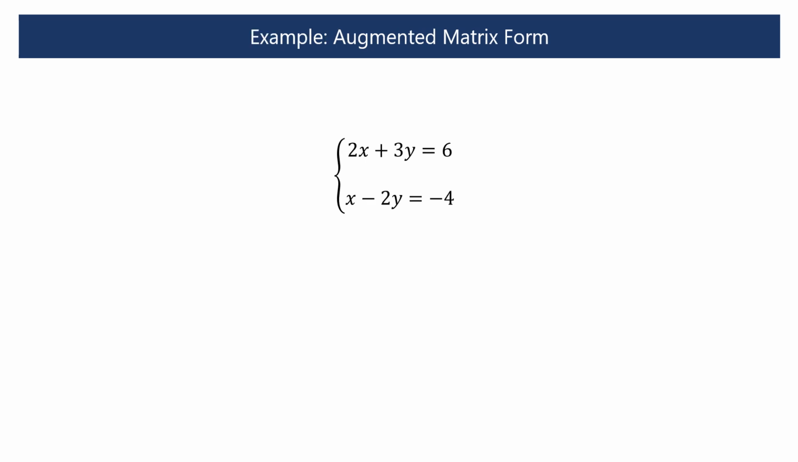Let's see an example of augmented matrix form. Consider this system. In augmented matrix form, this system is written in this way. This matrix includes both the coefficients and constants of the equations, allowing for a compact representation.